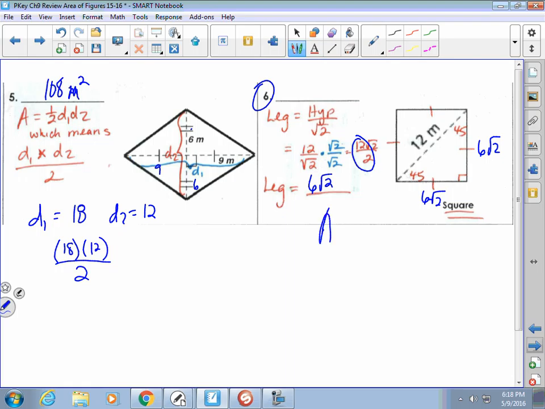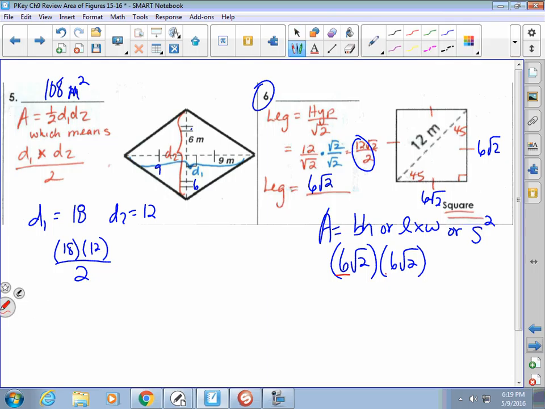Now to find the area of a square, we're just going to do base times height, or if you want to say length times width, or if you want to say the side squared. So basically, if I do 6 root 2 times 6 root 2, the parts that get multiplied together are 6's. 6 times 6 is 36. Times, then when I do root 2 times root 2, that's the square root of 4. What's the square root of 4? It's 2. You should know, anytime you multiply a radical by itself, you get rid of the radical, you just keep the radicand, the number inside. And that's why this was 72 meters squared.